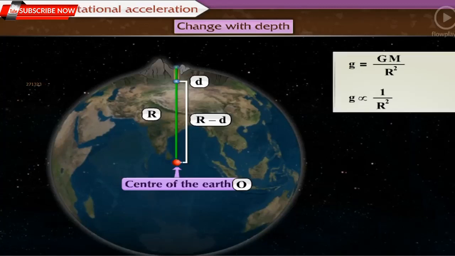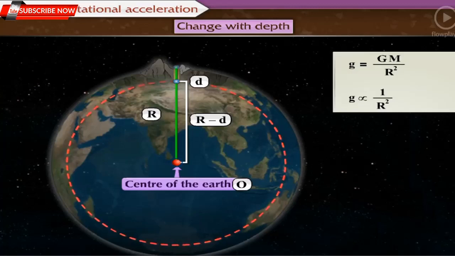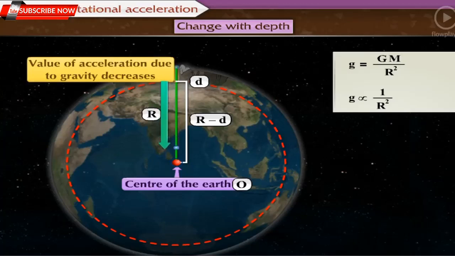The reason is that the part of the Earth which contributes towards the gravitational force felt by the object also decreases, which means that the value of capital M to be used in the equation of acceleration due to gravity also decreases. The combined result of change in the value of r and M is that the value of acceleration due to gravity decreases as one goes deep inside the Earth. The value of acceleration due to gravity at the center of the Earth is 0.